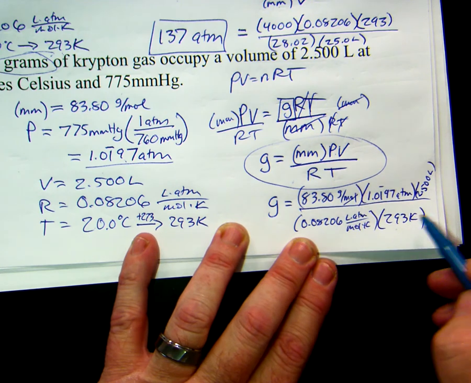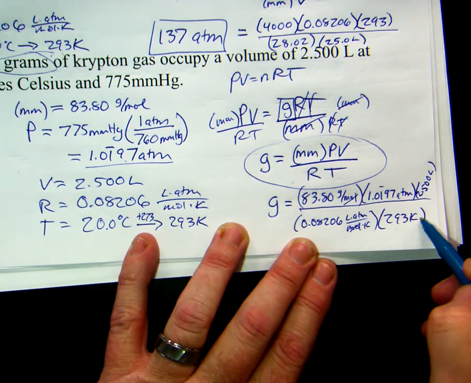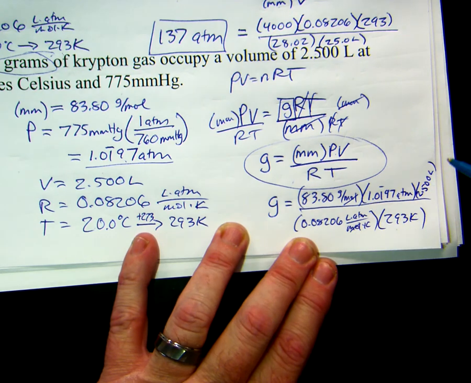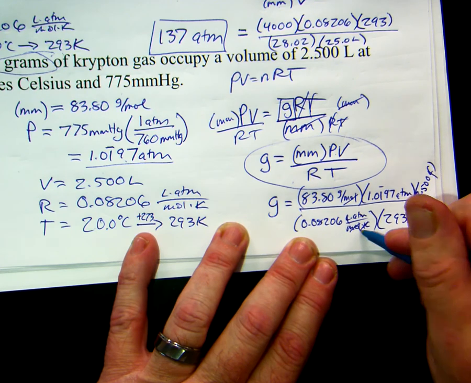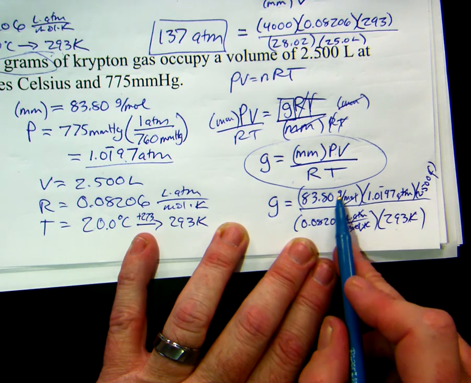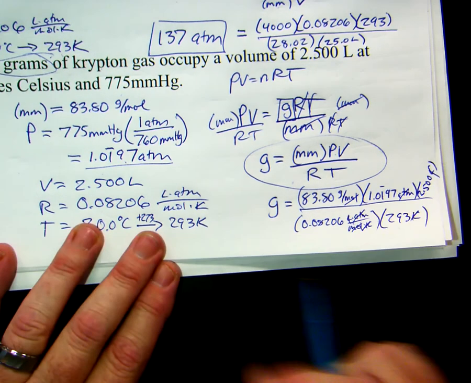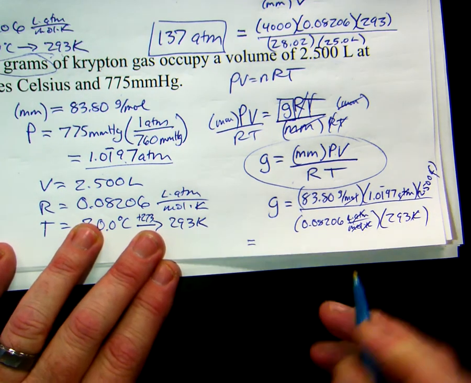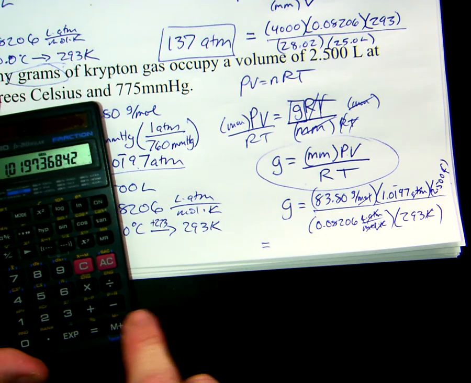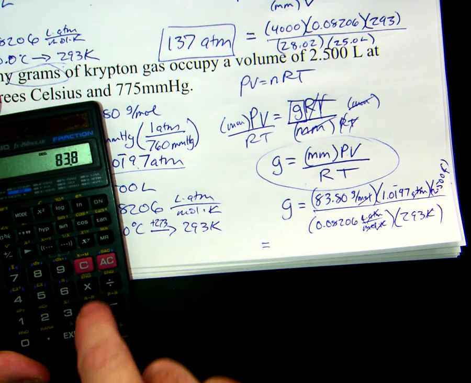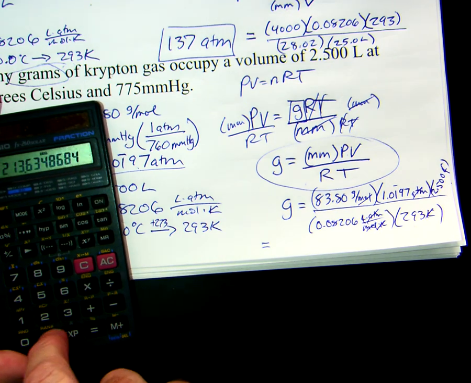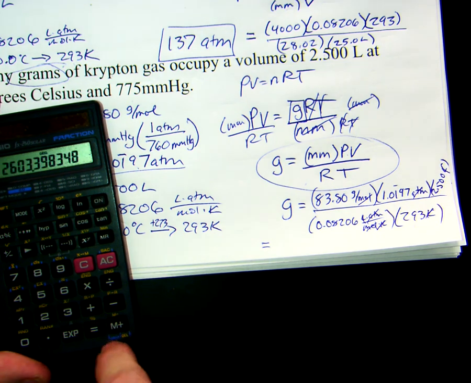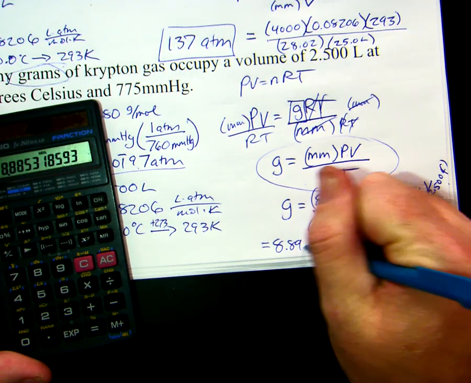Okay, moles cancels out there and there. And let's see, liters cancels out. Kelvin cancels out, atmospheres cancels out. We're left with grams, which is what we want. Okay, so that equals... I get 8.89 grams of krypton.